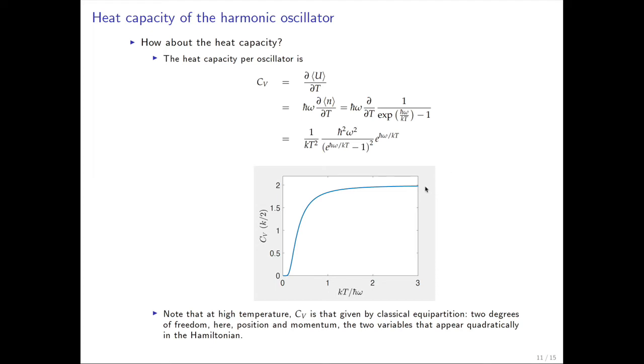But the interesting thing to look at, and here I've also written kBT, the temperature scale, scaled by h bar omega, but I've scaled the heat capacity by Boltzmann constant divided by 2, because I'm already thinking in terms of the equipartition theorem. Remember, we had the equipartition theorem, and it said that classically the energy would be one half kBT per degree of freedom.